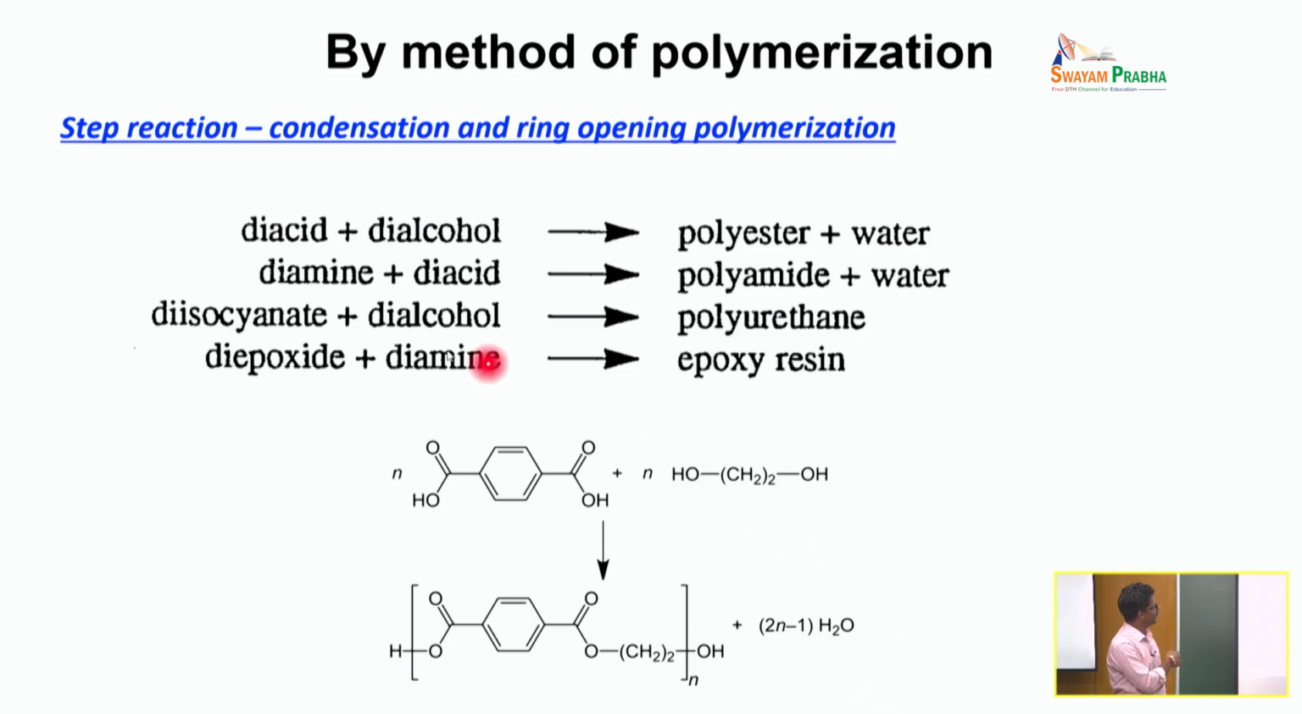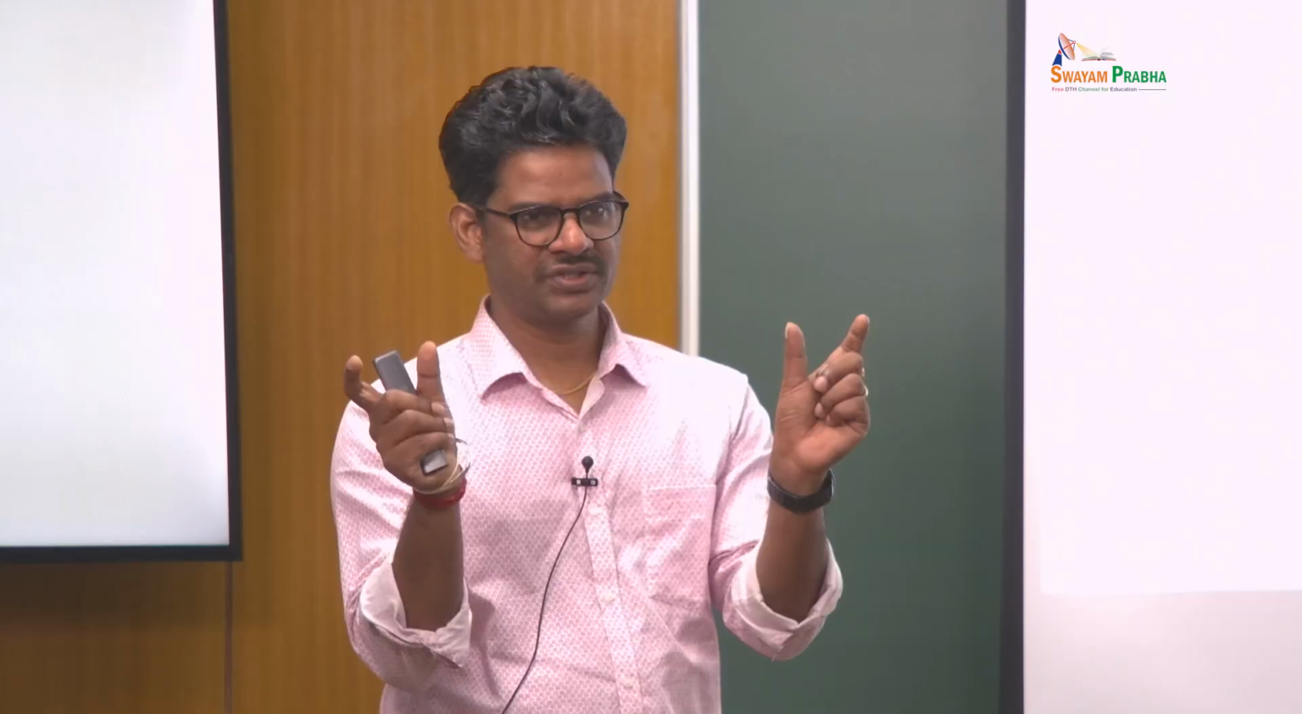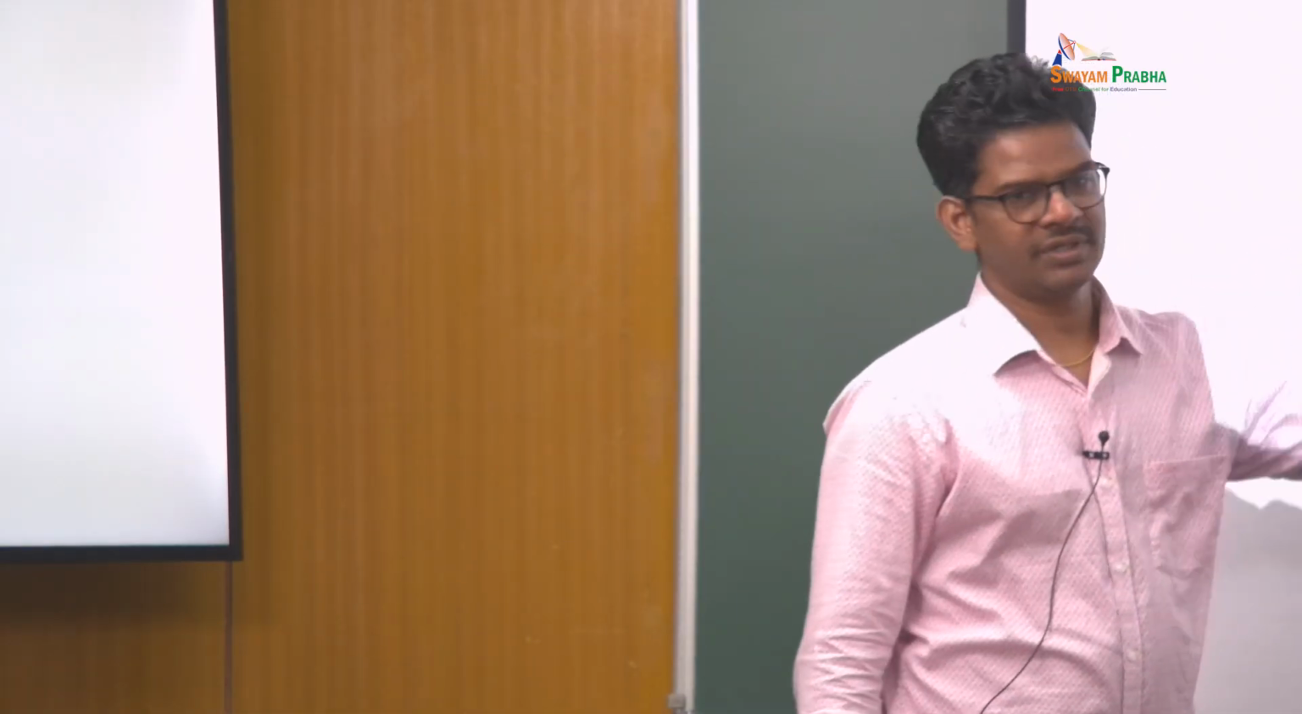This is one example, but you have a variety of possibilities. For example, if you have a diacid and dialcohol, you create what is called polyester. PET is a polyester. Or you could have a diamine and diacid, you would create something like nylon or a polyamide. Or you could have diisocyanate and dialcohol, you create what is called polyurethane. Or you could have diepoxide, both ends having an epoxide, and the diamine, you would create what is called epoxy resin.